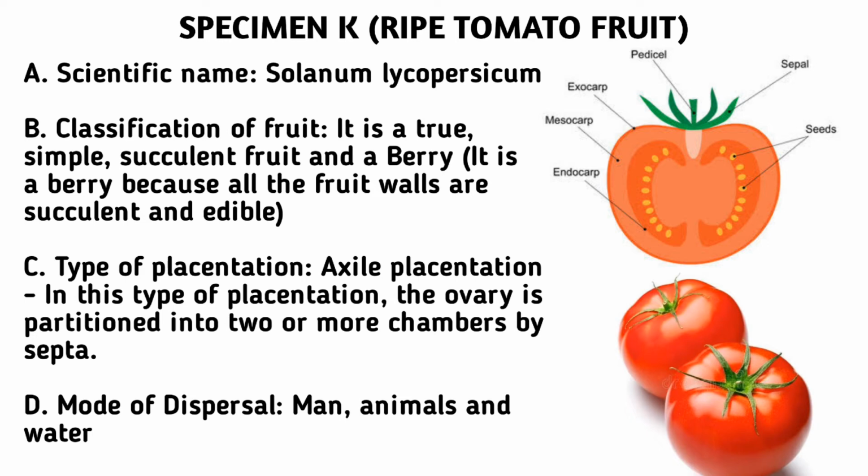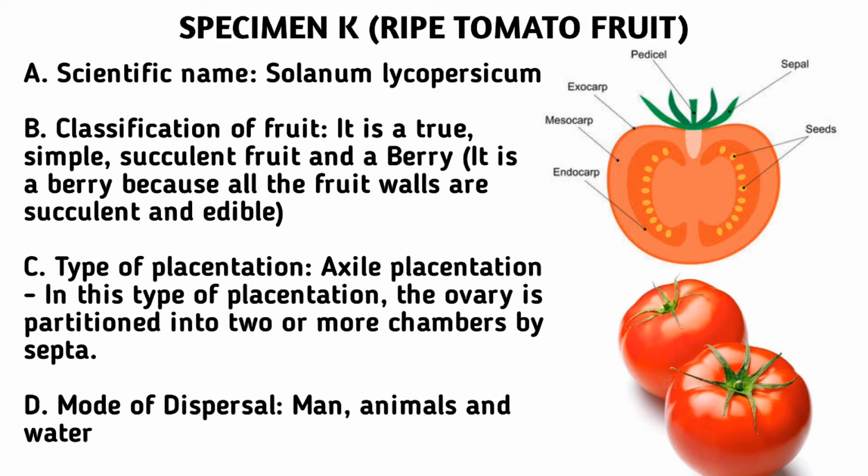Also, it is a succulent fruit because one or more of its fruit wall is edible, meaning you can eat either one or more of its fruit wall. And lastly, it is a berry because all the fruit wall are succulent and edible. You can eat everything within the mango. That's why it is classified as a berry.